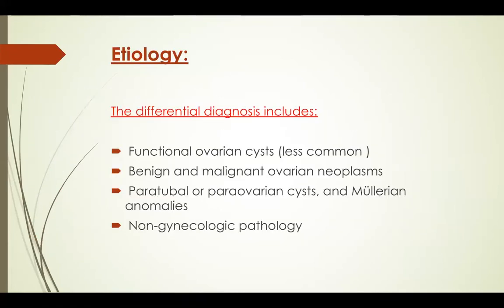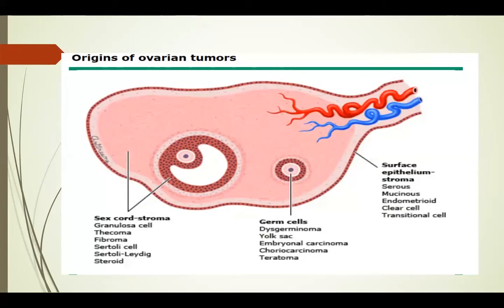So etiology could be functional cysts, but as we said, it's very less common. Benign and malignant ovarian neoplasm, paratubal and para-ovarian cysts, and Mullerian anomalies, and of course, non-gynecological pathology. So let's see this picture. This shows the layers of cells that represent what kind of tumors we can have.